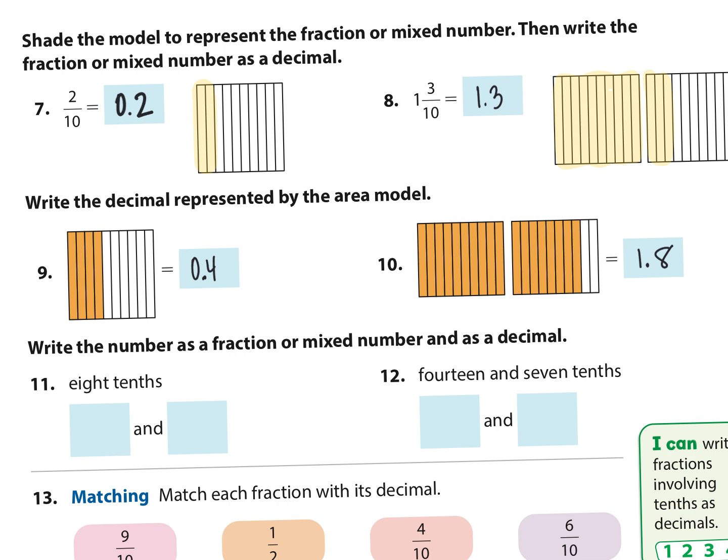All right, write the number as a fraction or a mixed number and as a decimal. So this time it's giving it to us in words, 8/10. How do I write that as a fraction or mixed number and as a decimal? Jeb. 8/10 on the first one, and then the 0.8. Very good. And they are both read the exact same way. 8/10 is how you would read it.